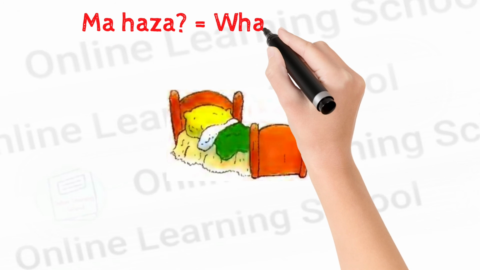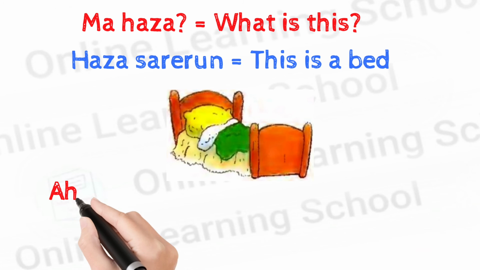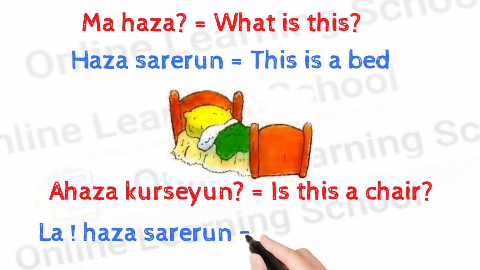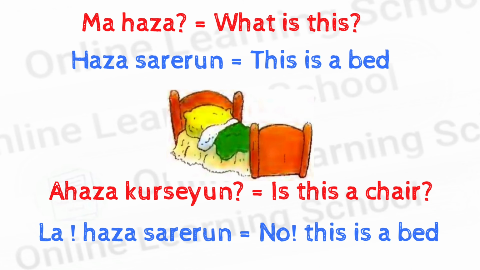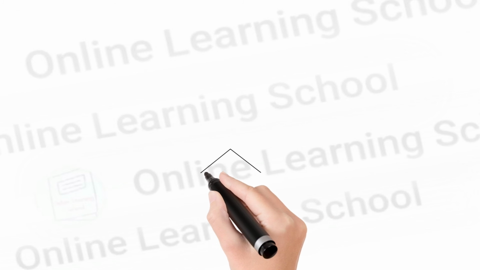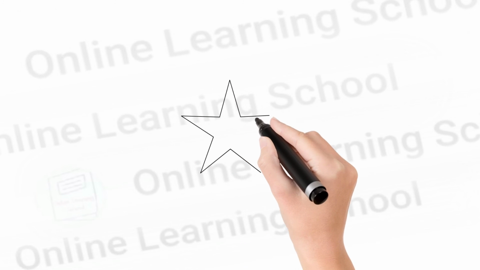Ma haza, what is this? Haza sarirun, this is a bed. Ahaza kursiyun, is this a chair? La, no, haza sarirun, this is a bed. When someone asks with ahaza, then your answer will start with na'am, yes, or la, no.